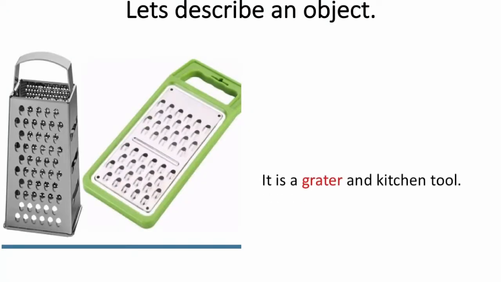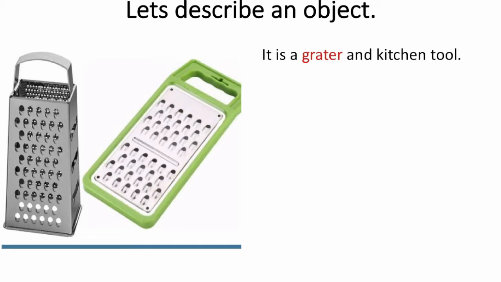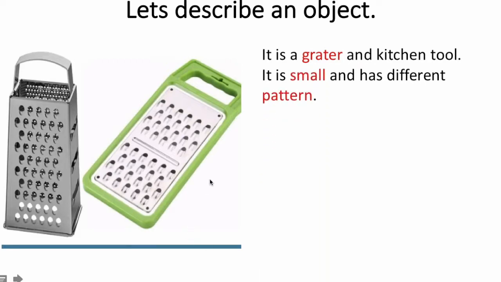In the first sentence we can say that it is a grater and a kitchen tool, right? So it's a kitchen tool, we use it in a kitchen. Second thing, it is small and has a different pattern, right? Can you see that it has some big holes, and beside that there are some small holes, and this side it has some different pattern, right? We can grate the potatoes from here, right? All right, so it has a different pattern, and it is small, right?